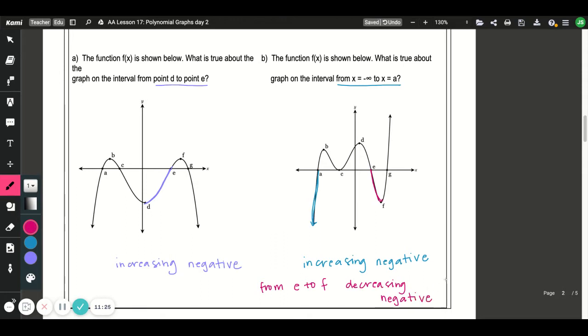Can you find a place where I am decreasing and positive? Where am I decreasing and positive? There are two places on that graph where I am decreasing and positive. Right here, from B to C, I am decreasing but positive. And then from D to E, I am decreasing and positive as well.